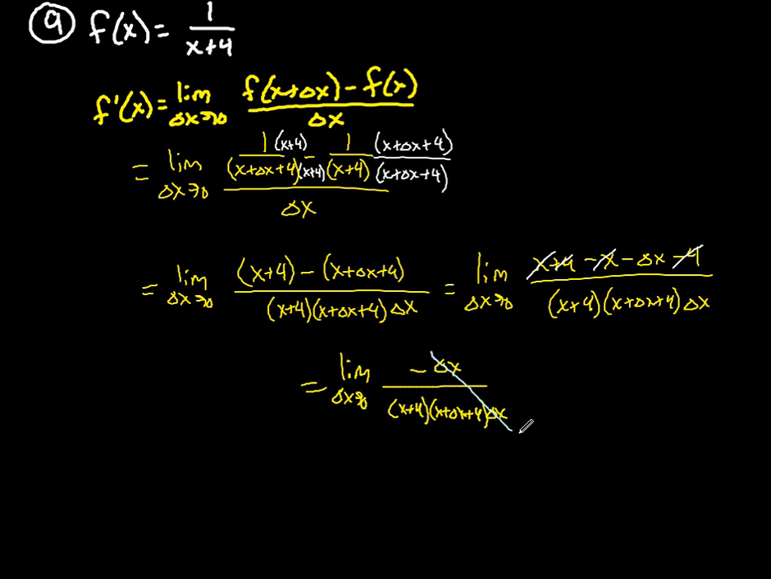There they go. I'll be left with, when I do that, negative 1 over, I've got to plug in 0 for my delta x here. So I'll have x plus 4 times x plus 0 plus 4, which is just x plus 4. So negative 1 over x plus 4 squared. Again, you'll have one for sure and your option of doing a second one. All right, and the last one.